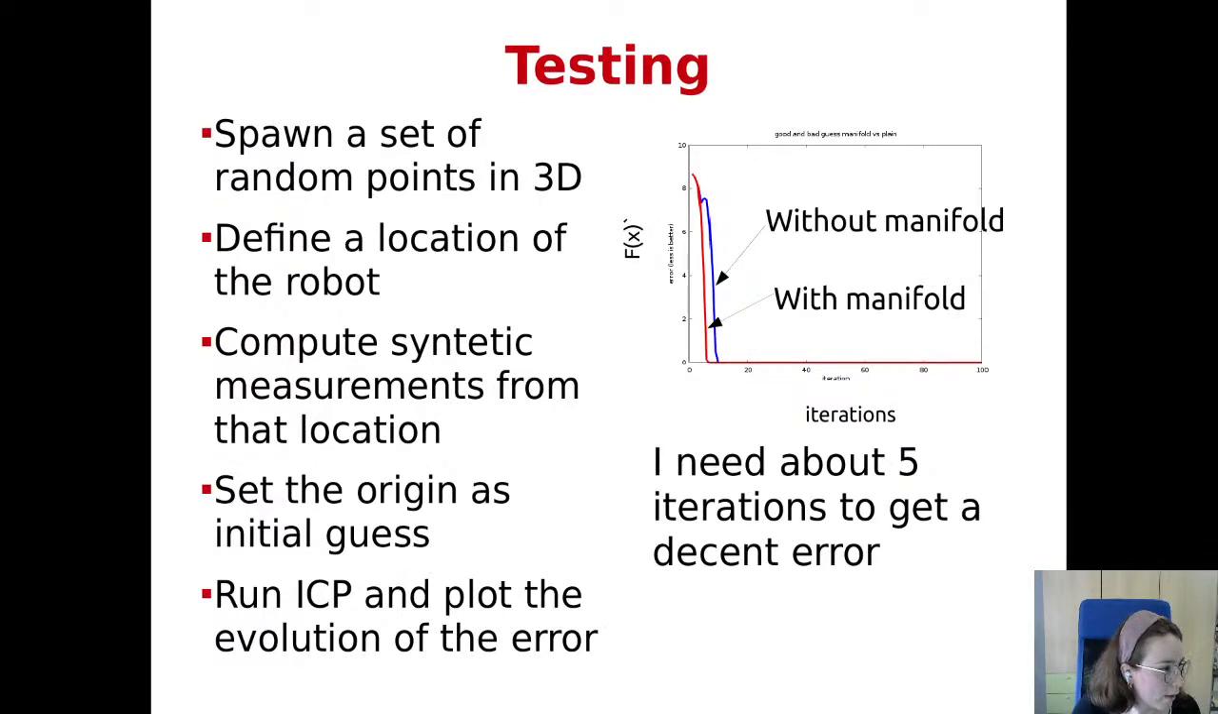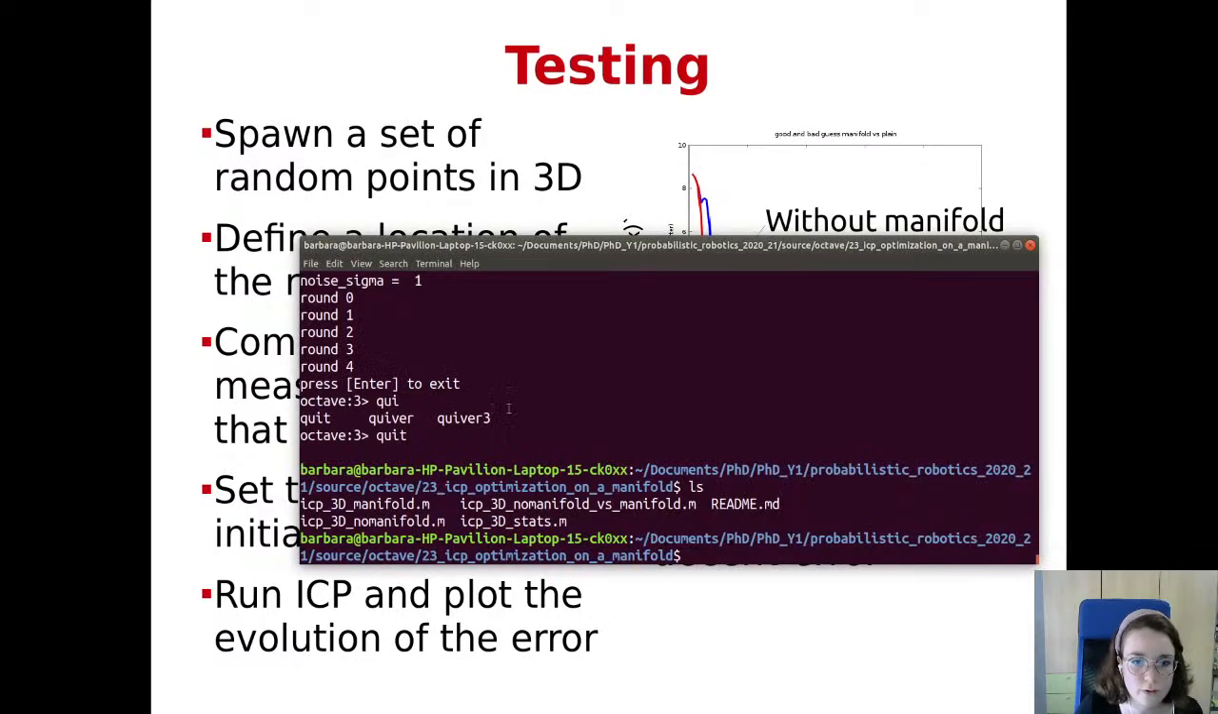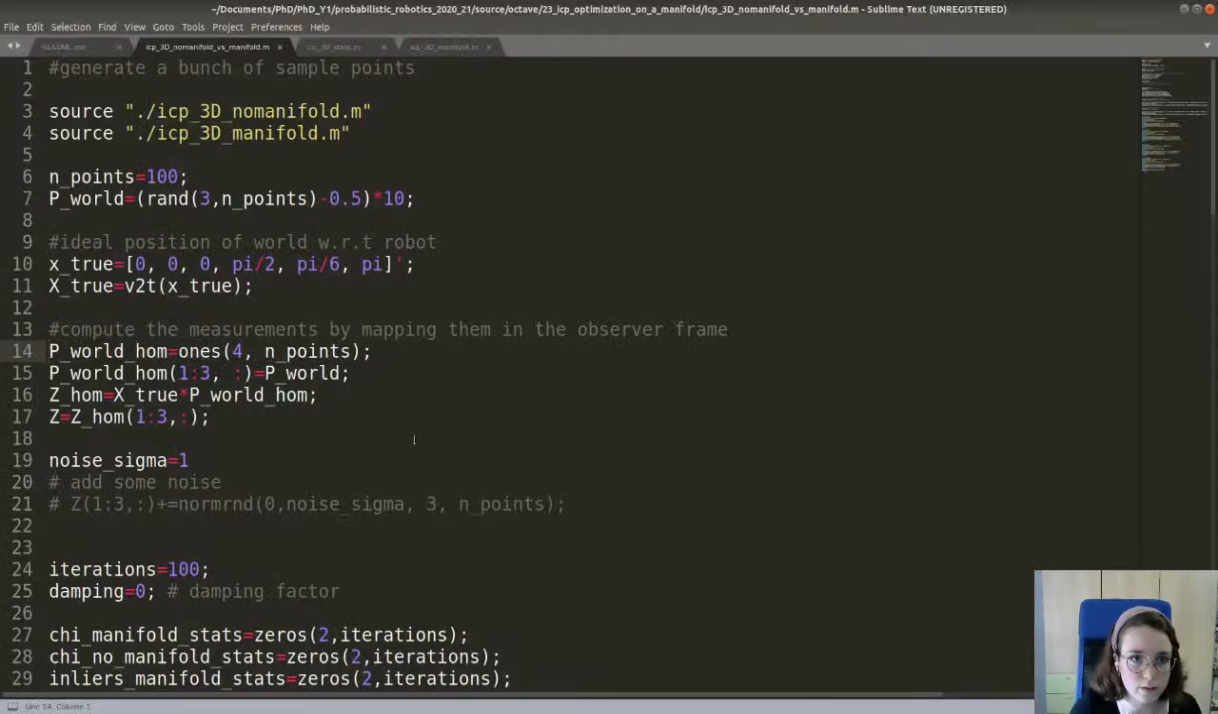Now let us see what you have in your folder. In your folder that is called 23 ICP Optimization on a manifold, you have two scripts. One is called ICP 3D no manifold versus manifold, and the other is ICP 3D statistics, which we will now see a little bit more in detail. Here I have the ICP 3D no manifold versus manifold, which I am showing to give you the idea of what is the difference between using or not the manifold formulation.